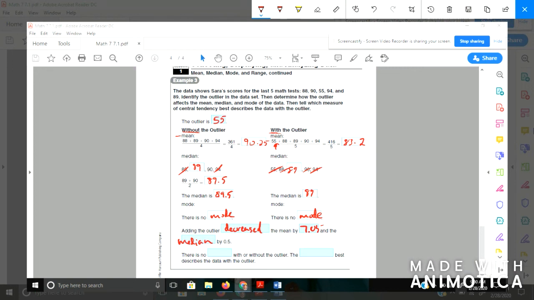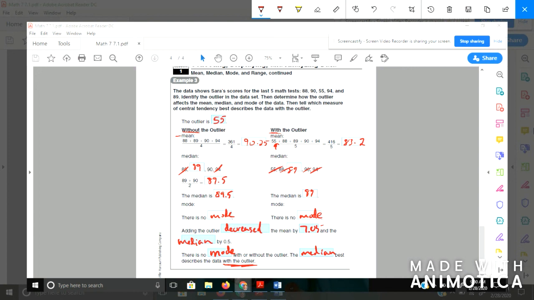So what does that say? Well, there's no mode with or without the outlier. The blank best describes the data with the outlier. Which one of these numbers, mean, median, or mode, best describes our data with the outlier? Well, I would have to say the median best describes the data with the outlier.